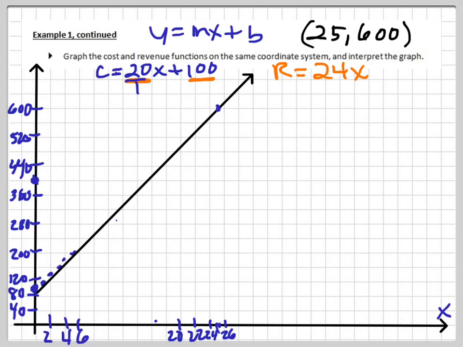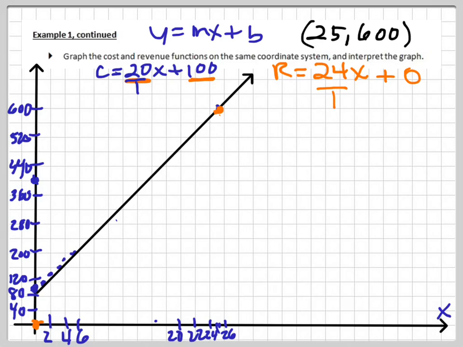Now revenue equals 24x, and if I'm using slope-intercept form, notice that this is plus 0. So I'm starting out with a y-intercept of 0, and I know for sure that the point (25, 600) is on that line, so I can almost just use that as a second point. I don't really need any other points in between, but if I was looking at the slope, I would need to move over 1 unit to the right and 24 units up to keep finding additional points. You can throw in another point there, 1 unit over, 24 units up.